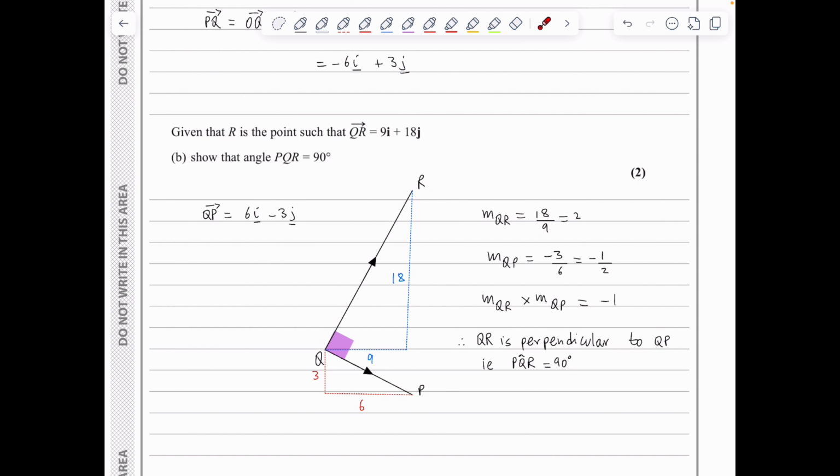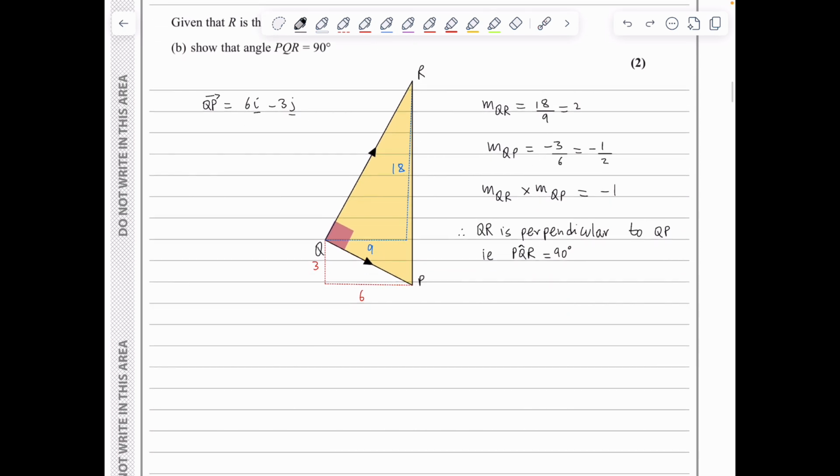Now an alternative approach would be to join R with P and therefore consider the triangle QPR and investigate whether Pythagoras holds true. So I will start by finding the magnitude of QR. So this is simply given by doing 9 squared plus 18 squared and all square rooted. This gives an answer of 9 root 5. And then I will proceed with the magnitude of QP. This is equal to minus 6 all squared plus 3 squared and all square rooted. This gives an answer of 3 root 5.